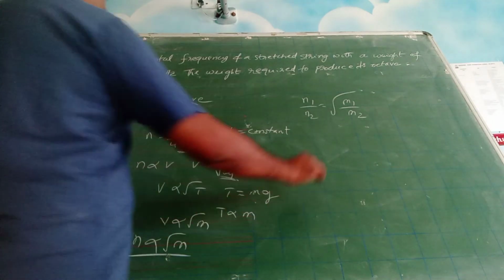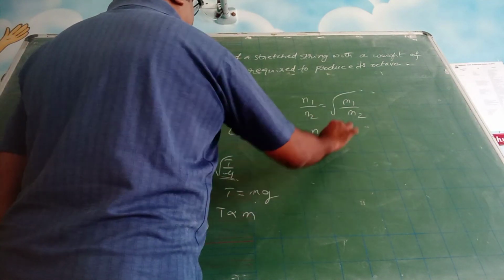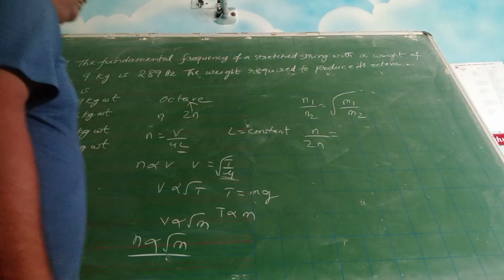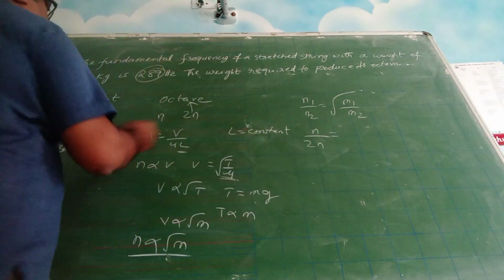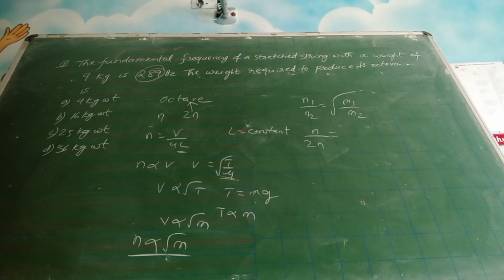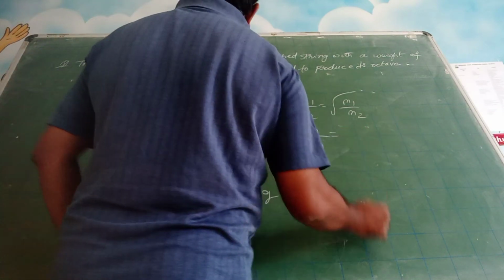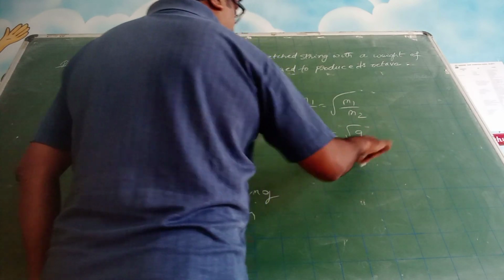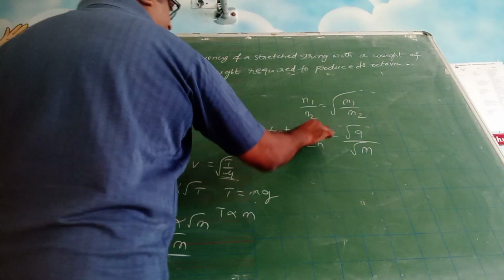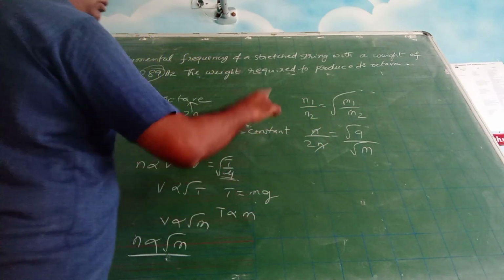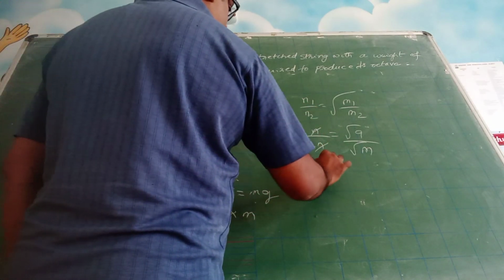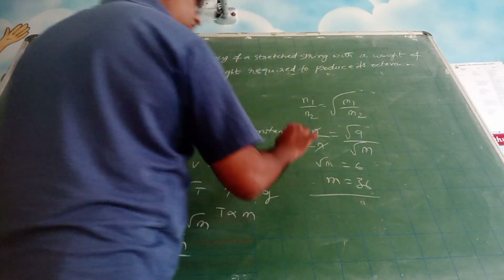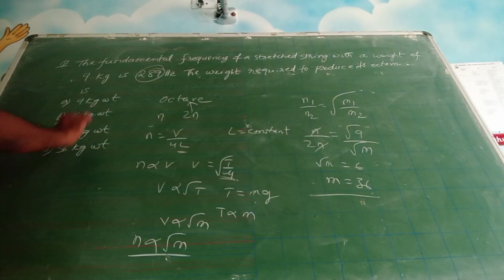So n1 is given as n and n2 is 2n. m1 is given as 9 kg, right? This value doesn't make a difference because basically we are dealing in terms of ratios. So this is root over m, so root over 9 divided by root over m, let us say. So this is 1 upon 2, root 9 is 3, 3 into 2 is 6. So root m is equal to 6, m is equal to 36. Option D.